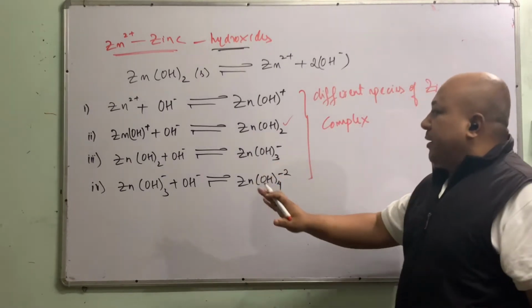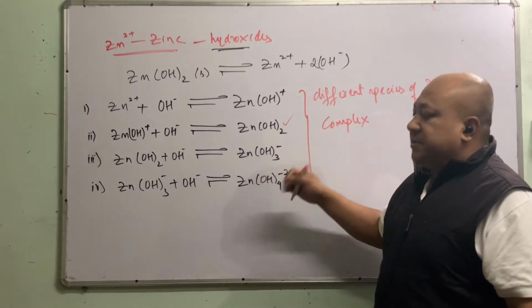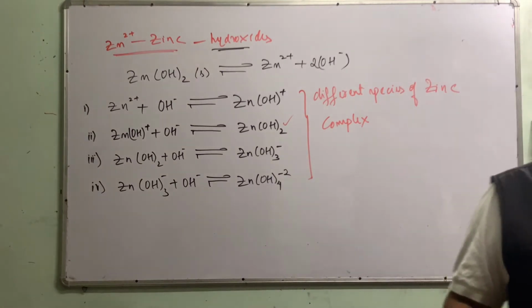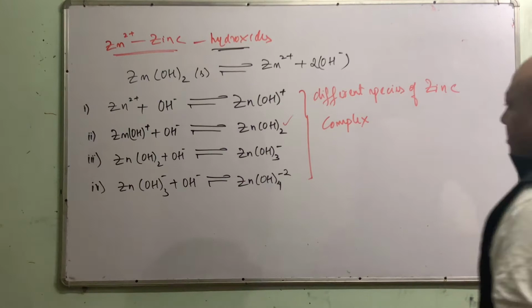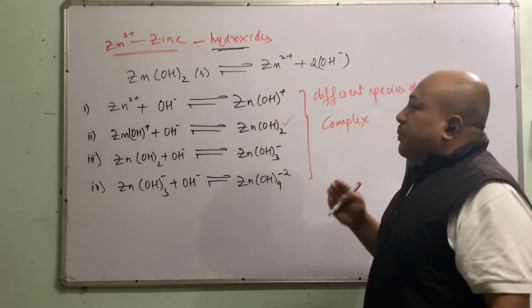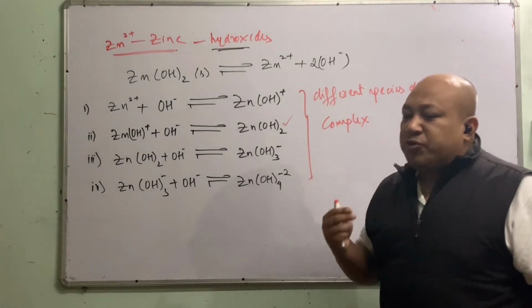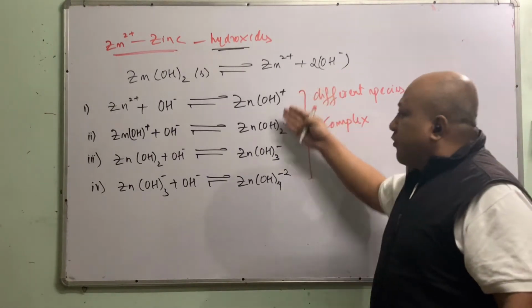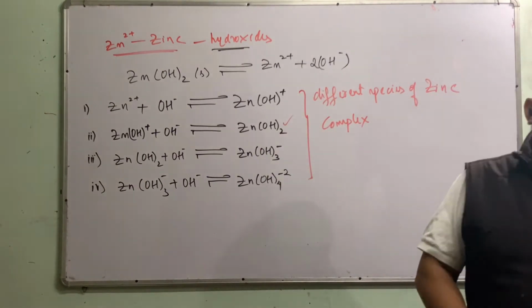I'm not going to explain whether the bond formation is covalent, coordinate or ionic. That's too much chemistry. So when zinc is mixed with hydroxides and we try to increase the pH, a lot of complex formation happens. Number one.